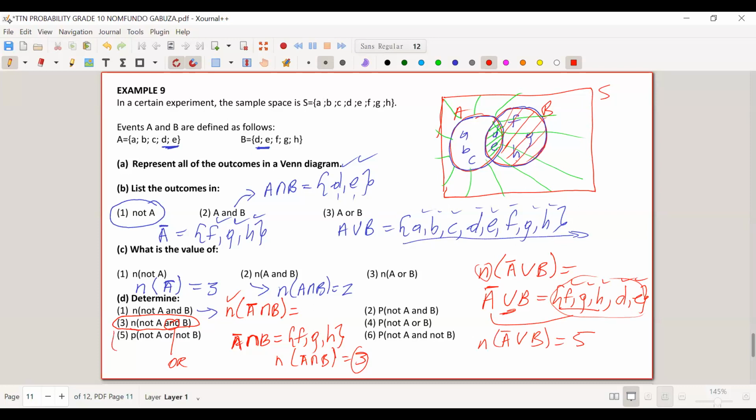So let's take a look at number 4. We are looking for the probability of complement A union B. So the probability over here is going to be 5 over the sample space, 5 over 8. So this is the solution for number 4.